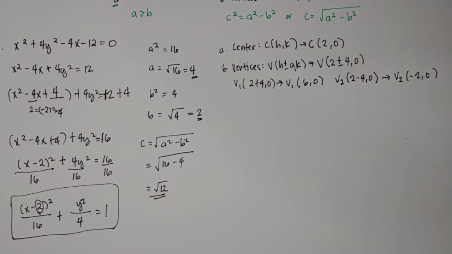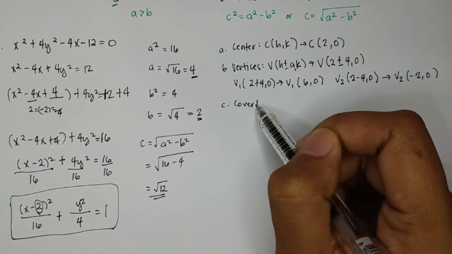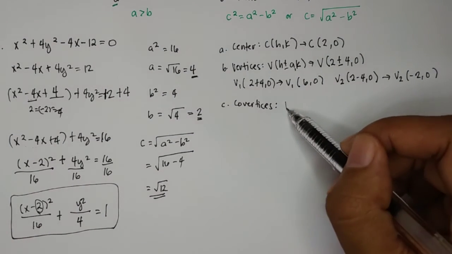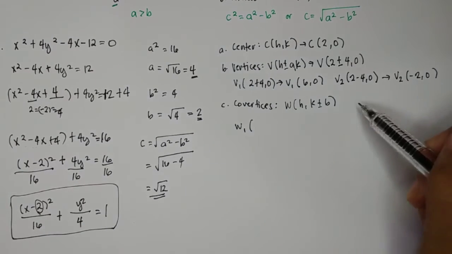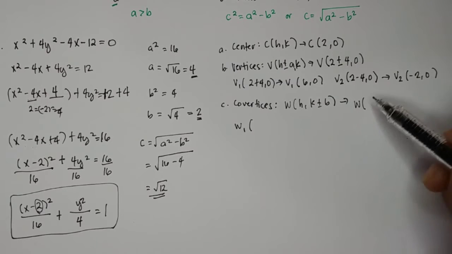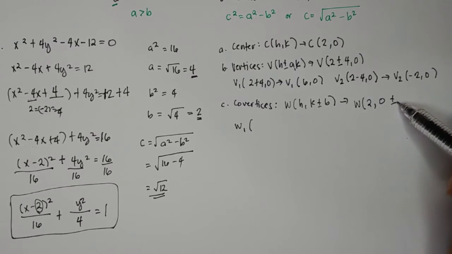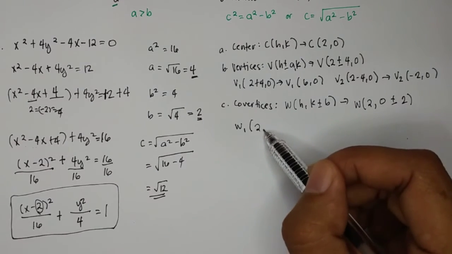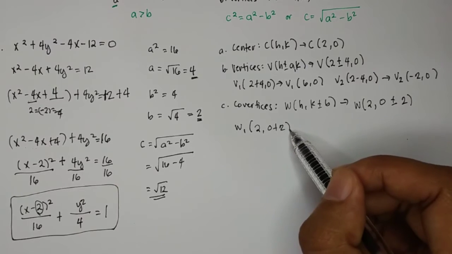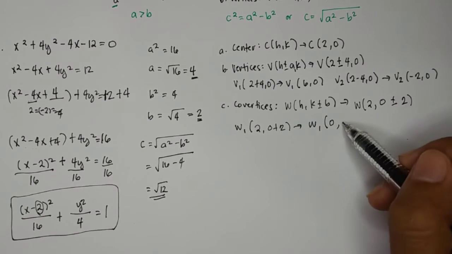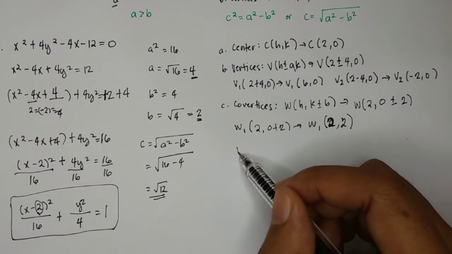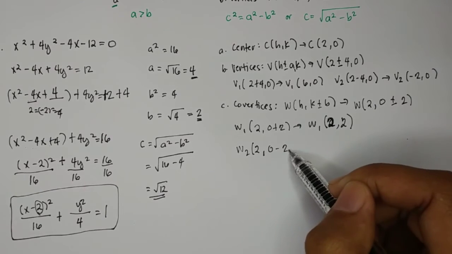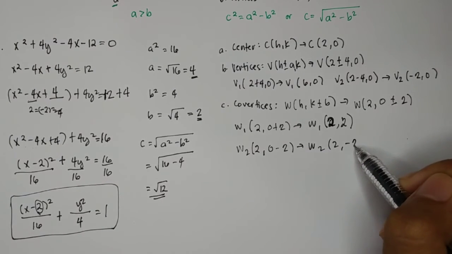Okay, now proceed tayo with our co-vertices. Okay, so yung co-vertices natin, we have W is (h, k plus minus b). So, ano yung magiging W1 natin? So, again yung W natin, we have W. So, we have, that is our h, that is 2, comma, ano yung k, that is 0 plus minus yung b natin na 2. So, yung W1 natin magiging 2, comma, 0 plus 2. So, we copy yung 2. Then, we have 0 plus 2, that is 2. Then, W2 natin, we have 2 copy, 0 minus 2. So, we have W2 natin is (2, negative 2).